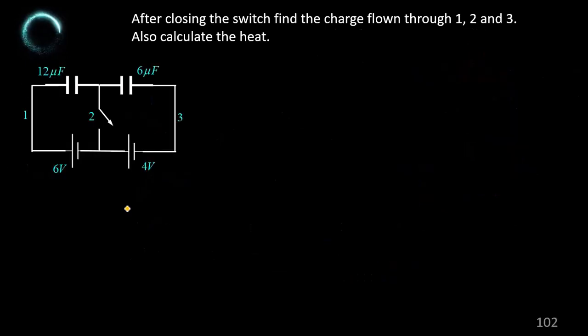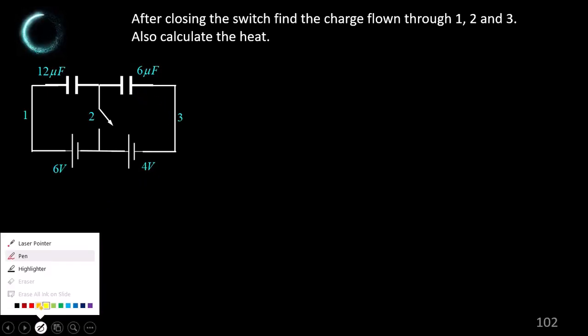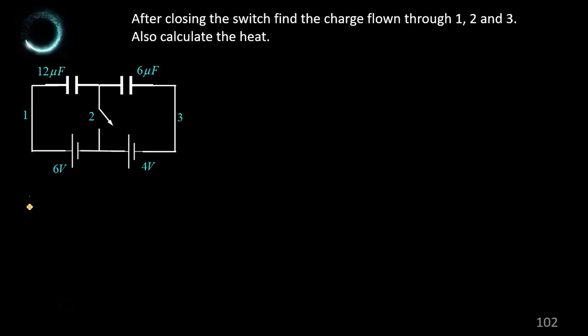Now moving on to the next situation. Here again a connection is being made. Again you are asked to calculate the same thing: once I close the switch, how much charge is flowing, and also the heat. So again you have to draw the situation before closing the switch. Before closing, this 6 and 4 are again favoring each other, and 12 and 6. So this is the circuit.